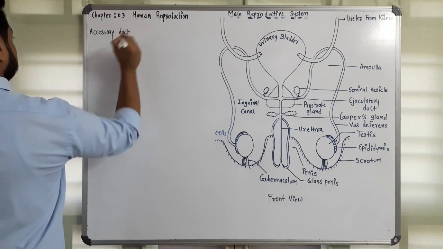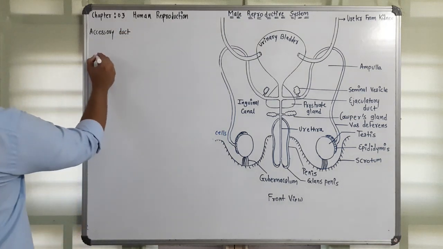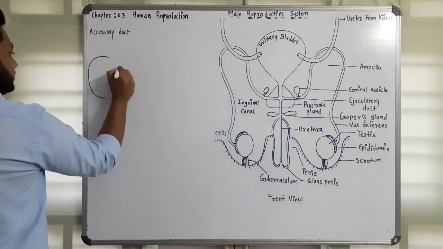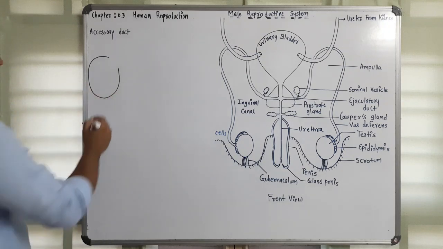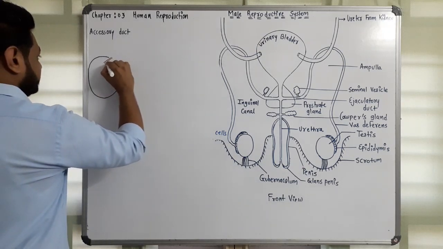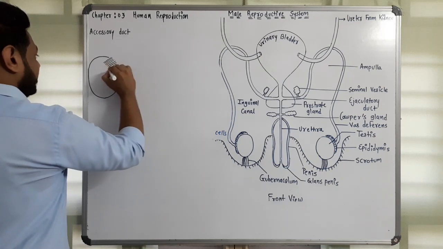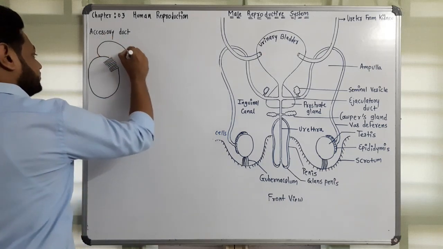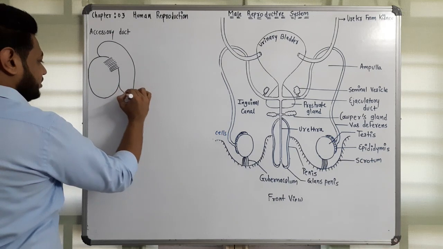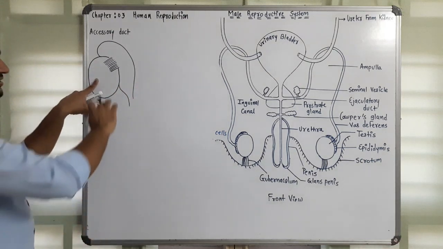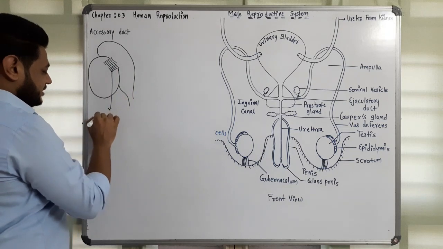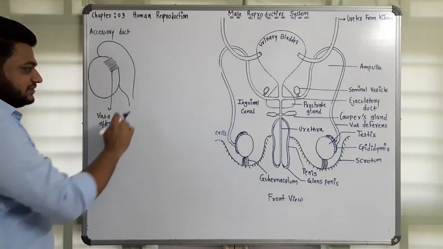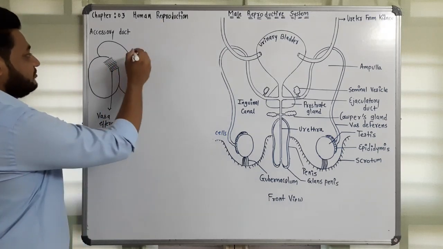Talking about accessory ducts, the main accessory duct receives the vasa efferentia. Let's say this is the testis, and the testis has a mediastinum from where the vasa efferentia open into a very highly coiled part called the epididymis. So this is the testis. From here, the vasa efferentia collect the sperm and transfer it to the epididymis. So in the accessory ducts, the first one is the epididymis.